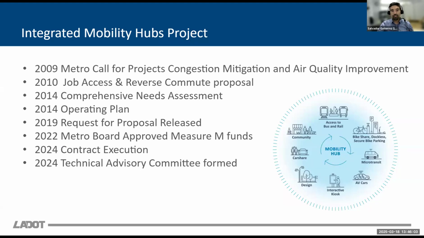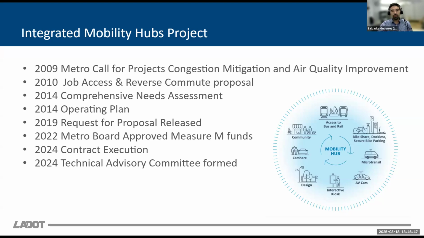So the Integrated Mobility Hubs project has been in the pipeline for quite some time. It started as an innovative idea in 2009. Back when two of our assistant general managers, Jay Kim and Tommy Carranza, were staff, they secured a Metro call for projects to implement first and last mile transit connectivity options via the Congestion Mitigation and Air Quality Improvement funding program. Specifically, LADOT was able to secure $1.3 million to pilot mobility hubs in downtown Los Angeles. LADOT also successfully secured an $8.35 million grant through the Federal Job Access and Reverse Commute Program to expand the project scope to Hollywood and Long Beach for capital and operational costs.